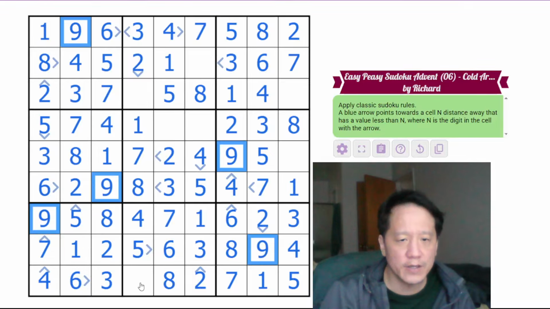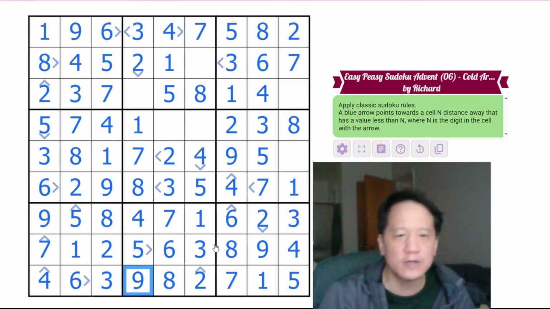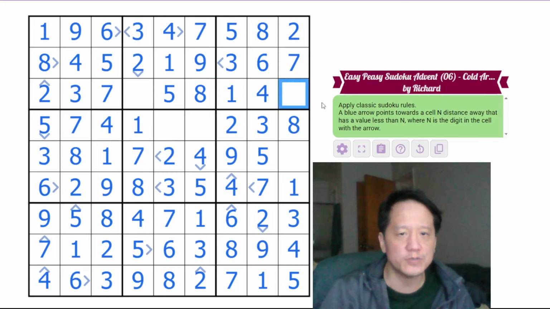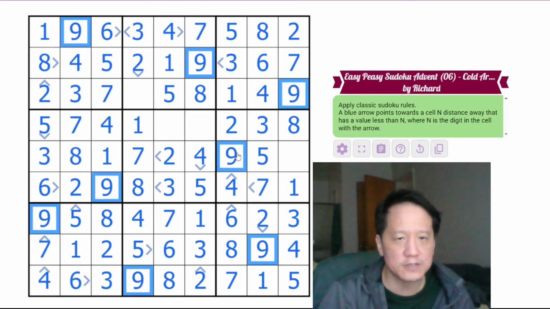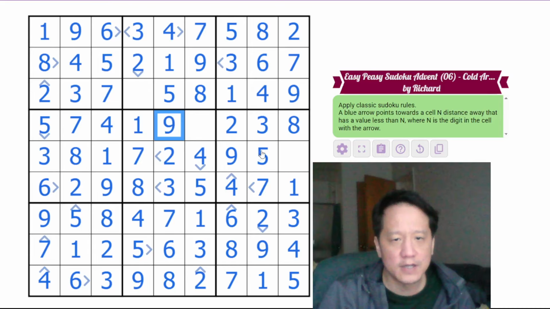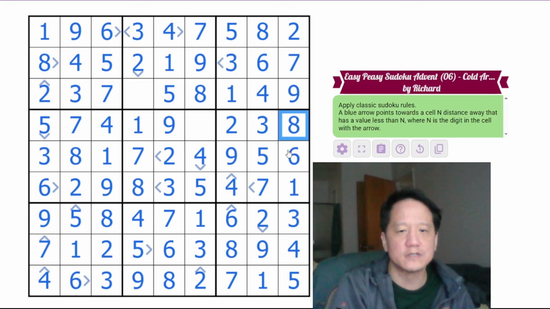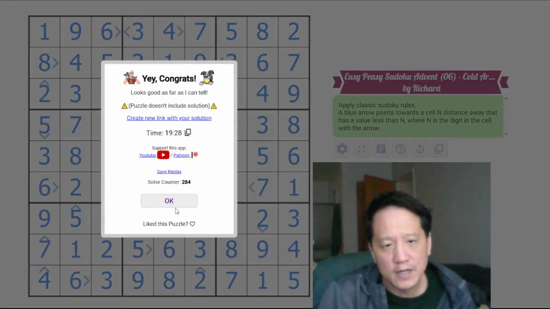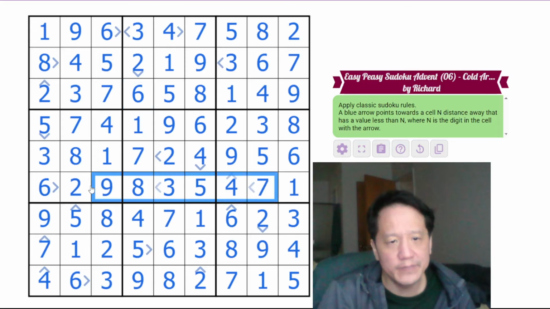9s. In row 9, it has to be there, which means in row 2, it has to be there. Row 3 cannot be here, so this must be 9. And that gives us 8 and 9, so we know where the last 9 is. It's there. And the last remaining digits then are 6s. So this is 6, and that's 6. And that's a solution.